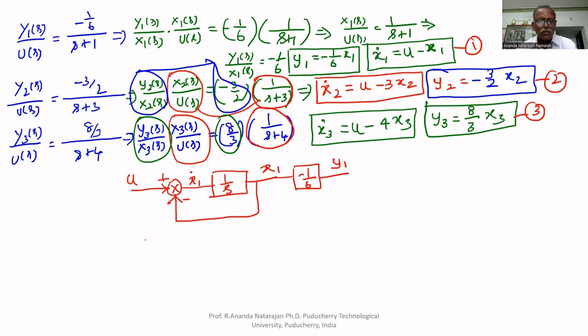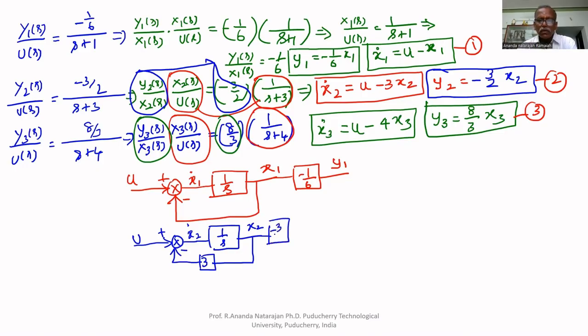What is second equation? Second equation also, the input is u. Second equation, u minus 3 times x2 equal to x2 dot. If you integrate this, you will get x2. This has to be subtracted 3 times x2. y2 equal to minus 3 by 2 times x2 is y2. y2 also we got. Here also u is the input.